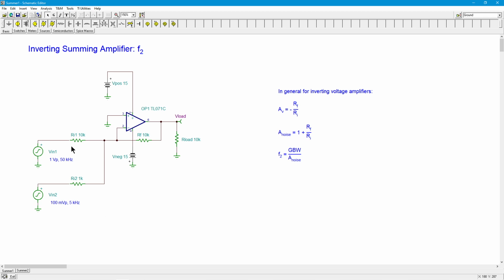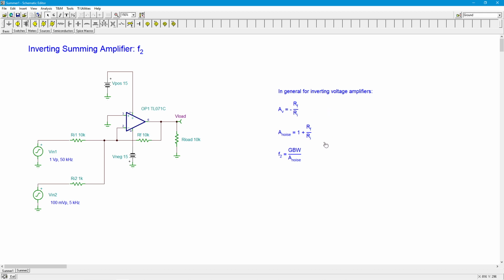Now, quick overview. Basically, the way this works is each input has its own gain, and that is set by the RF divided by its associated RIN or RI. So for V in number one, the gain would be a negative 10K, there's your RF, divided by 10K for your RI number one. In other words, an inverting gain of minus one. Looking at channel number two, we have 10K over 1K. So this has an inverting gain of 10.